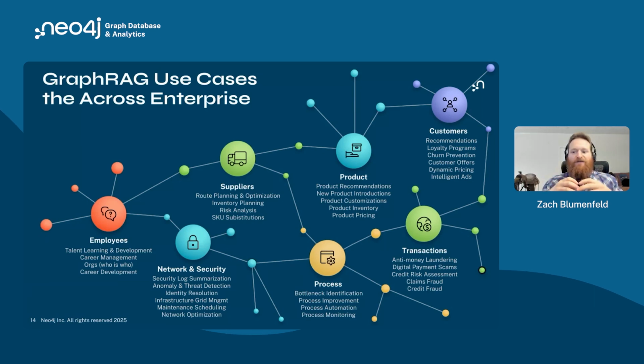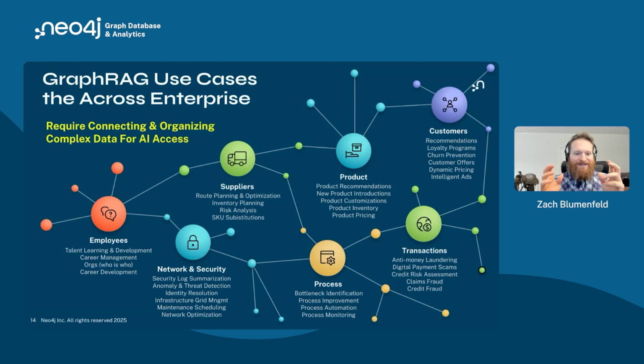So if you have AI use cases for product recommendations, or for doing some sort of analysis on churn prediction, or creating ads, right? Those often tend to be very great use cases for GraphRAG. They fit under product and customer. And the reason is because for these types of use cases, they often require connecting and organizing complex data for AI access. So it's a lot of what we just went over, right?